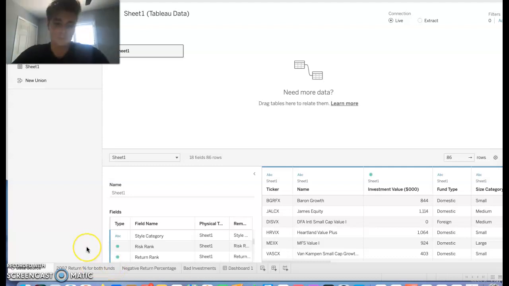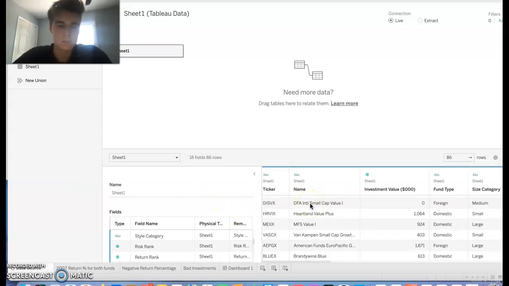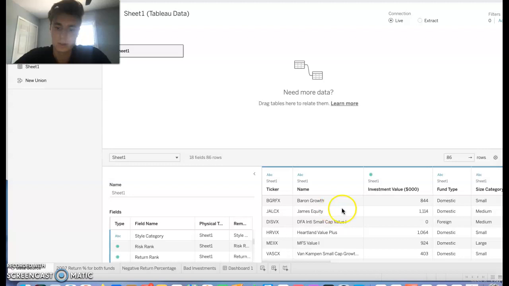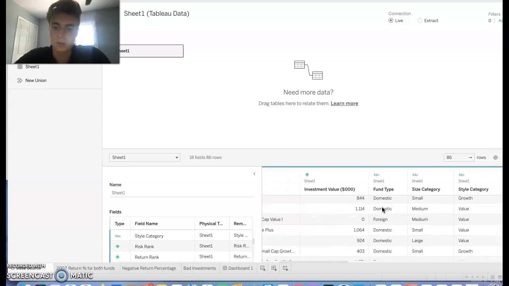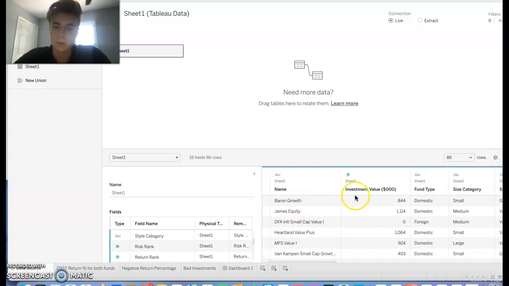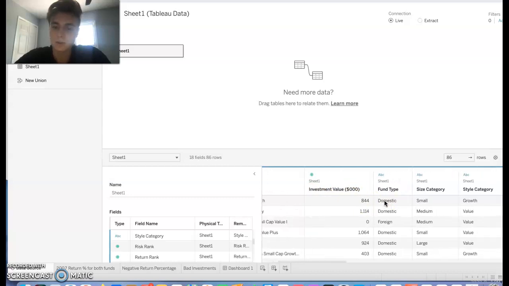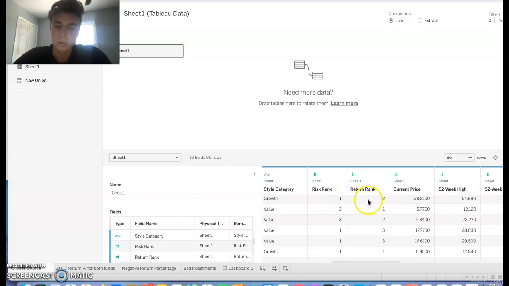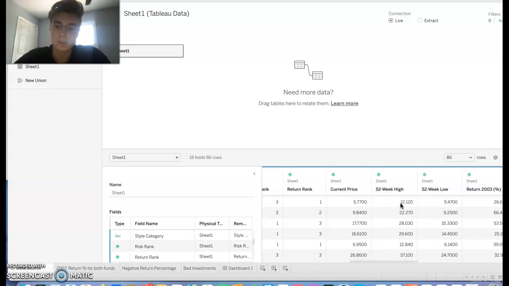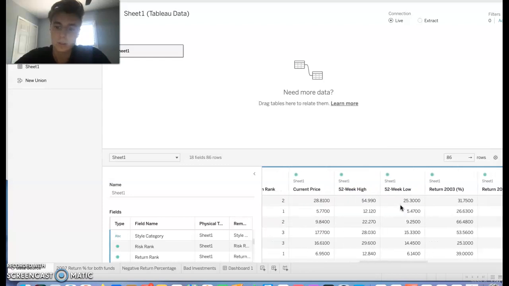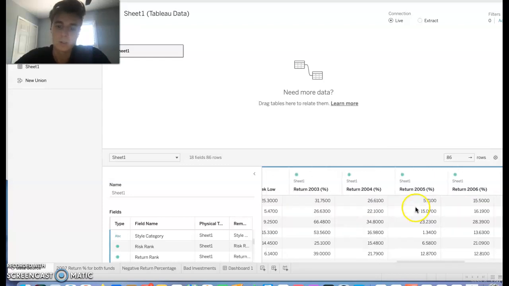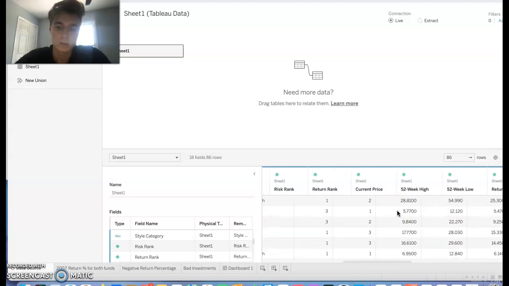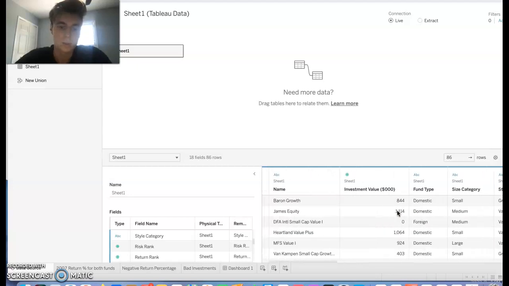So let's get right into it. The data. The data is a bunch of companies and their investments. You can see Barron Growth. It's got an investment value of 844 million. It has return and risk ranks, price, how much the stock price is, their high and low for 52 weeks, and a bunch of years and return percentages. So it's just a bunch of companies and their stock performances.